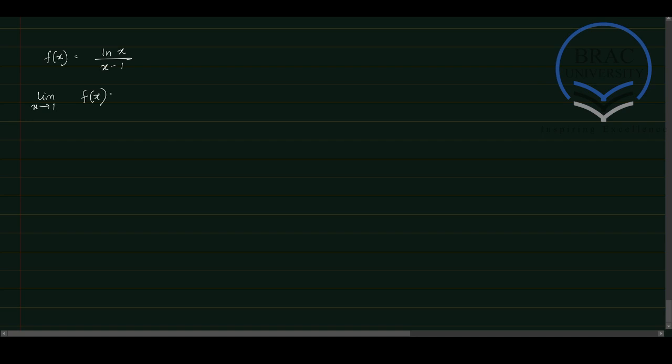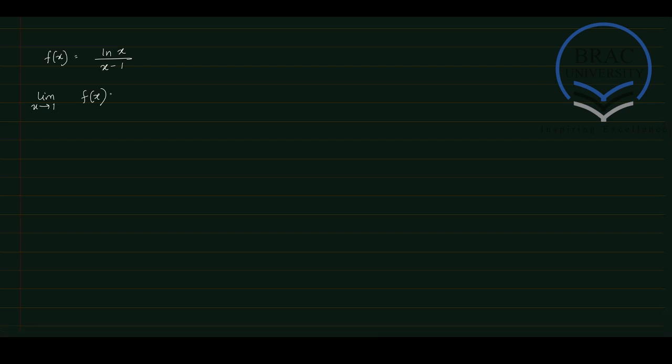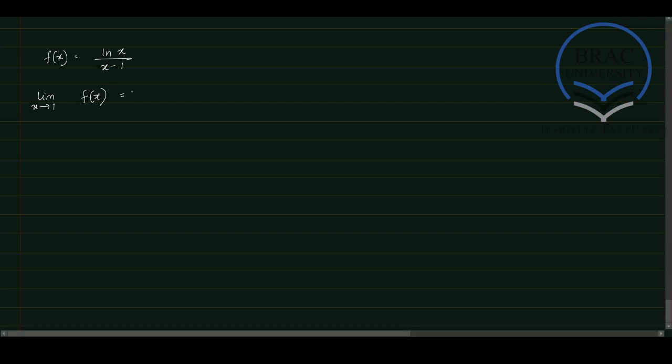The first thing is we need to make sure that this function is indeed in an indeterminate form to begin with. At the given limit, what we get is ln of 1 in the numerator and 1 minus 1 in the denominator. You can see that in the numerator we get a 0 because ln of 1 is 0, and we also get a 0 in the denominator. So this in fact is an indeterminate form.